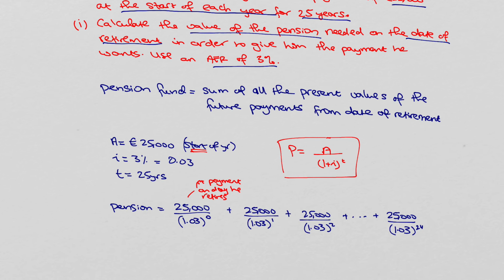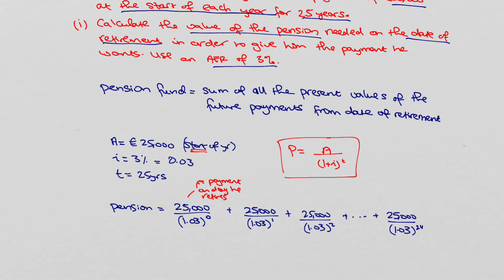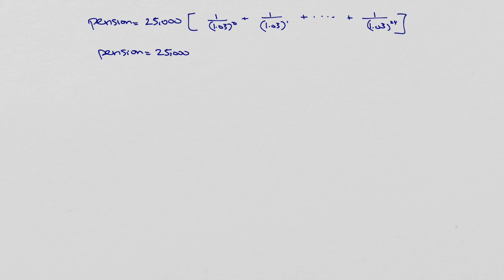We can see it's a geometric series. I'm going to take out 25,000 as being common. We don't have to, I just find it neater. And then if we look at that, it's going to be 1 over 1.03 to the power of 0, 1 over 1.03 to the power of 1, all the way down to 1 over 1.03 to the power of 24. So therefore, that first term is going to be 1, because anything to the power of 0 is 1.